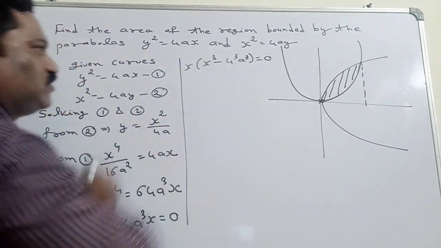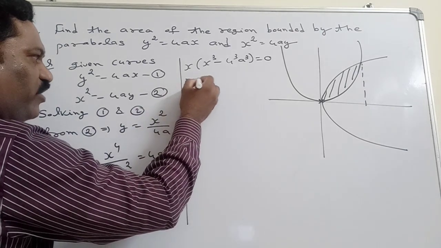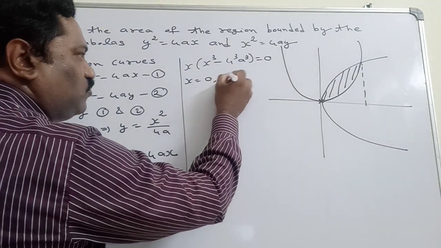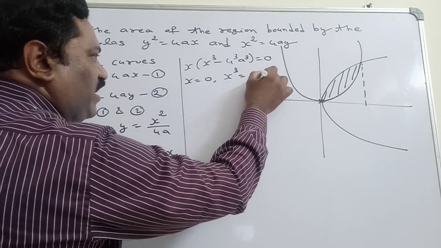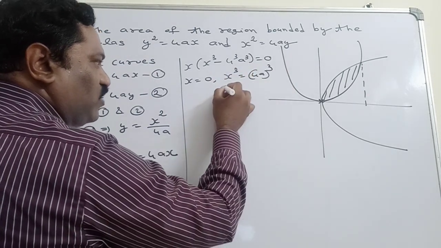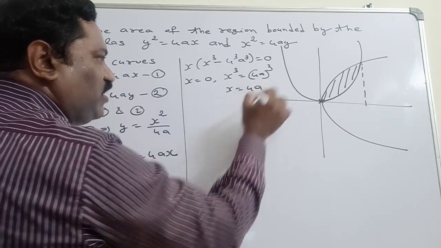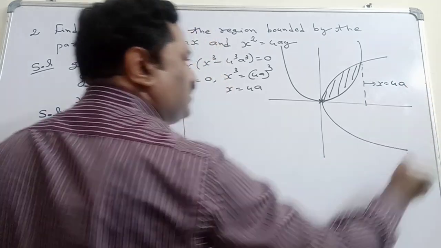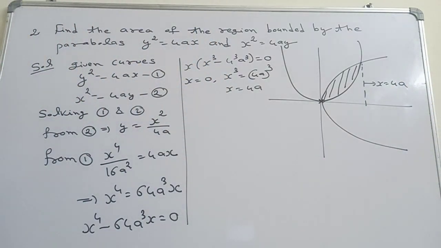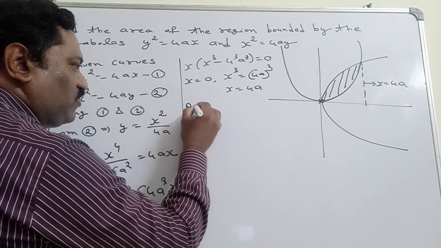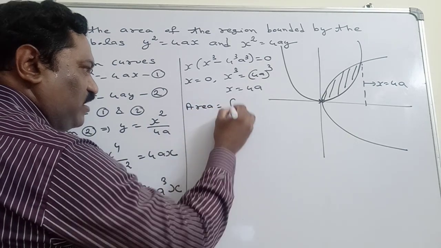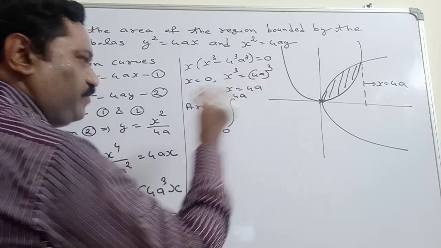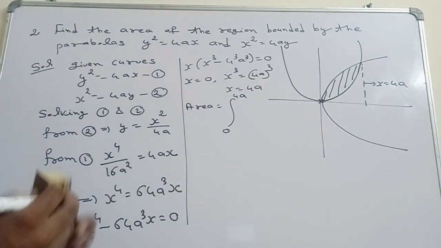This product is 0, so one point of intersection is x is equal to 0. Another is x cube is equal to 4 cube a cube, that is, 4a whole cube. Therefore x is equal to 4a. So another point of intersection has x coordinate x is equal to 4a. Therefore the required area is equal to the integral, with limits x is equal to 0 up to 4a. Now this is the area bounded between the two curves.